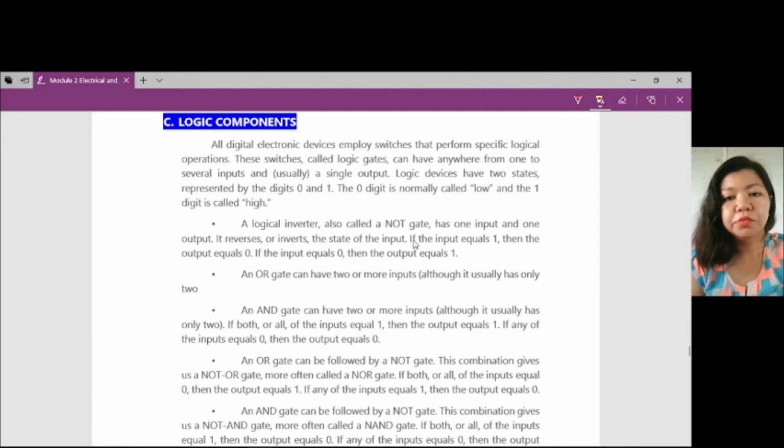So all digital electronic devices employ switches that perform specific logical operations. This is one that we are expected to have on our circuit since we are dealing with computing systems. So we use logic components, and such components are actually just switches that perform in a binary fashion. These switches are called logic gates, and for a certain amount of binary input, they react and produce another binary output.